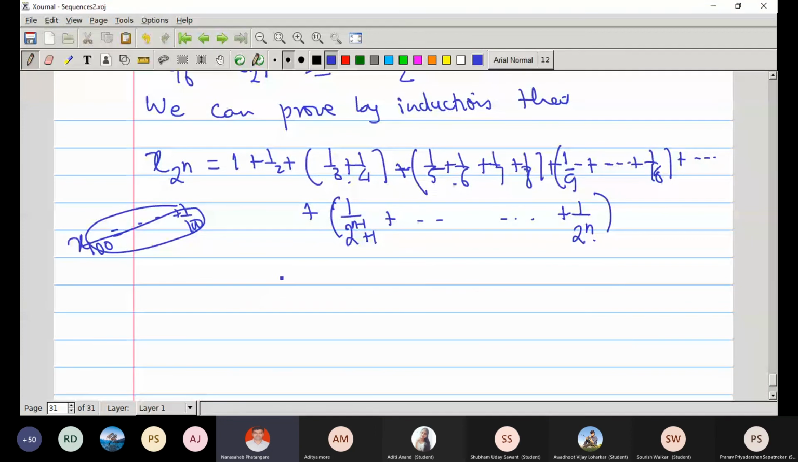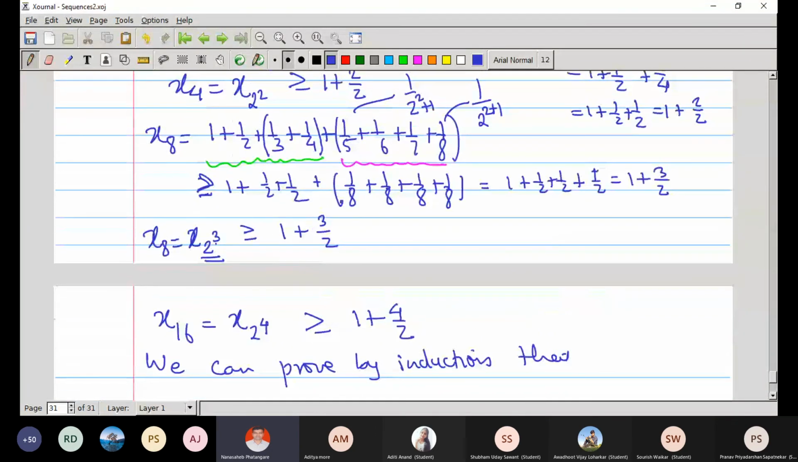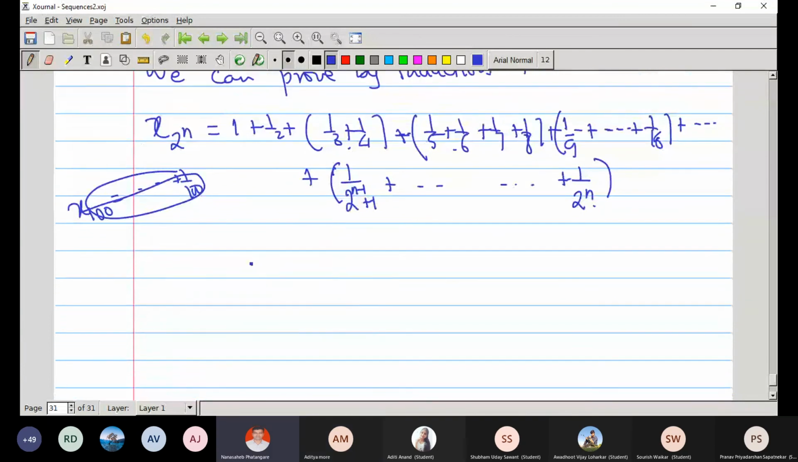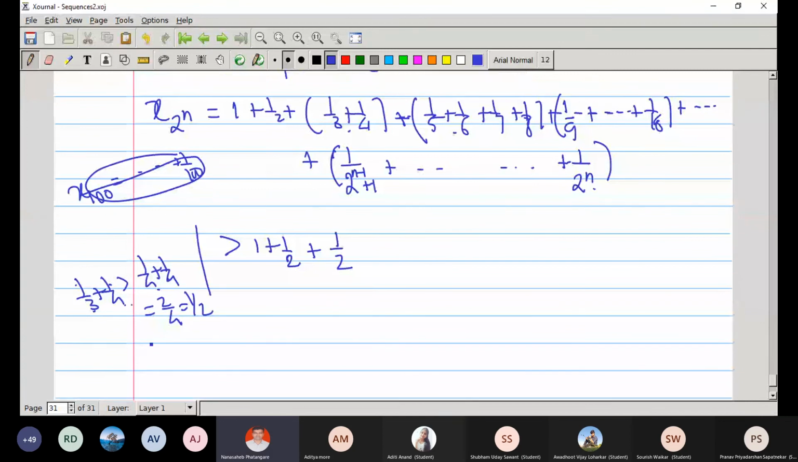Right. Now, if you make the adjustment, each bracket is greater than 1 by 2. So 1 by 3 plus 1 by 4, is it greater than 1 by 2? Yes, sir. Because 1 by 3 is greater than 1 by 4, and 1 by 4 as it is. So this is 2 by 4, which is 1 by 2. So 1 by 3 plus 1 by 4 is greater than 1 by 2.